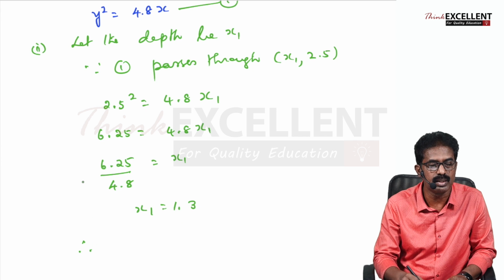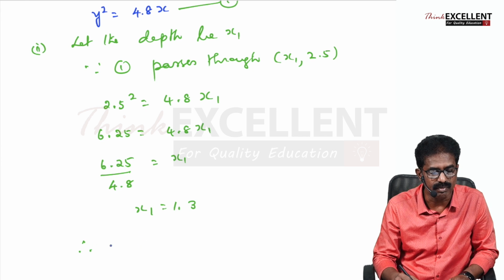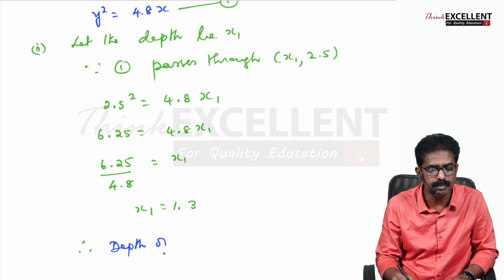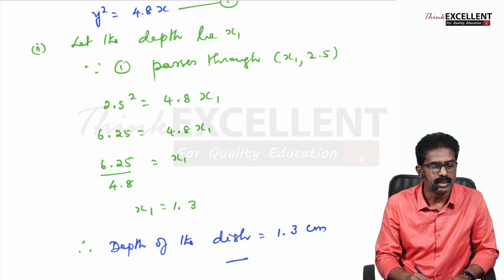So therefore, the conclusion you should write for find the depth of the satellite dish: therefore, the depth of the dish equals 1.3 units. Okay, it's a very simple question. Now let's go for the next question.